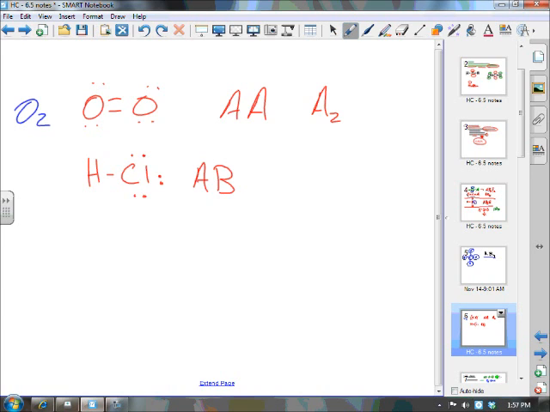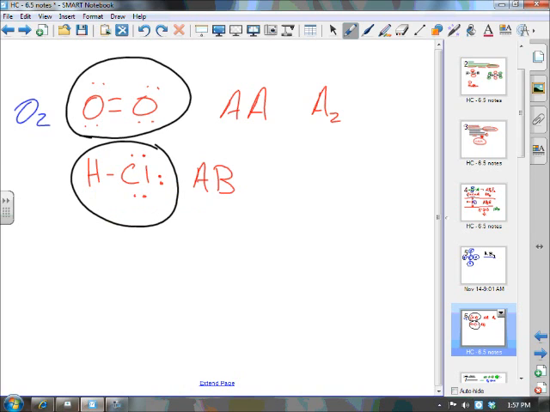Let's say we did oxygen, O2. Well, there's its structure. What would we call that structure? Well, we could call it an AA or an A2. There's not really a center. Whereas hydrochloric acid, HCl, we would just call it an AB. Again, there isn't really a true center. Somebody might say, well, what about these lone pairs? Well, again, since we don't have a true center atom, a central atom, we're going to sort of ignore that because it won't affect its shape.